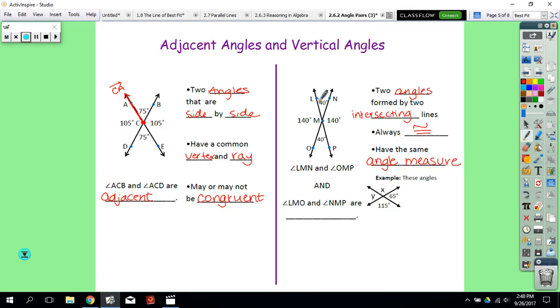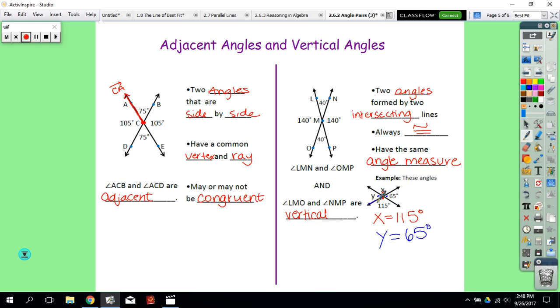So we would say here, angle LMN and angle OMP, and angle LMO and angle NMP are vertical angles. So in this instance right here, because X and 115 are vertical angles, we know that X is equal to 115 degrees. And because 65 and Y are vertical angles, we know that Y is equal to 65 degrees.